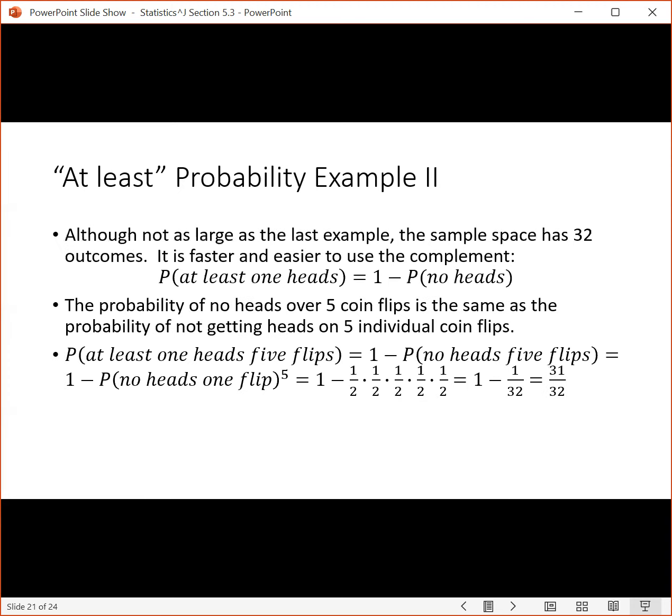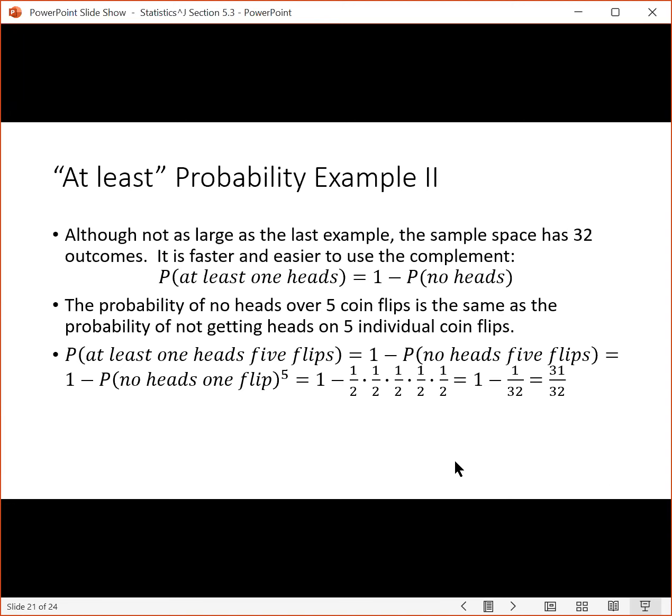Let's look at the answer. All right, so although not as large as the last example, the sample space for 5 coin flips actually is 32 outcomes. So it's faster and easier to use the complement. So the probability of at least 1 heads equals 1 minus the probability of no heads. The probability of no heads over 5 coin flips is the same as the probability of not getting heads even 1 time on 5 individual coin flips.